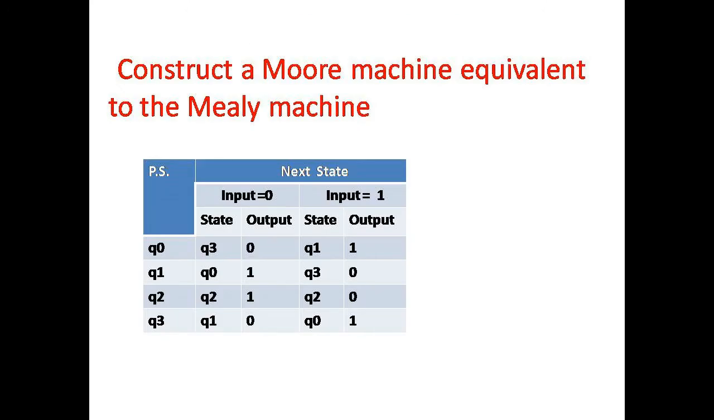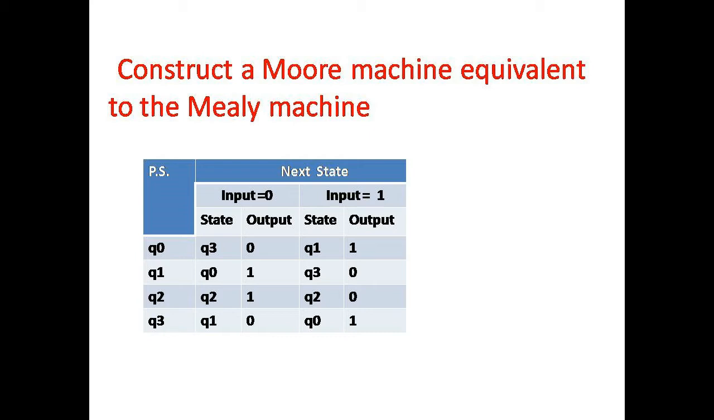Now we will discuss an example of Mealy to Moore machine. Construct a Moore machine equivalent to the Mealy machine. This table is given. The states are Q0, Q1, Q2 and Q3. Input symbol sigma is 0 and 1, and the output symbol is 0 and 1. Here is the table.